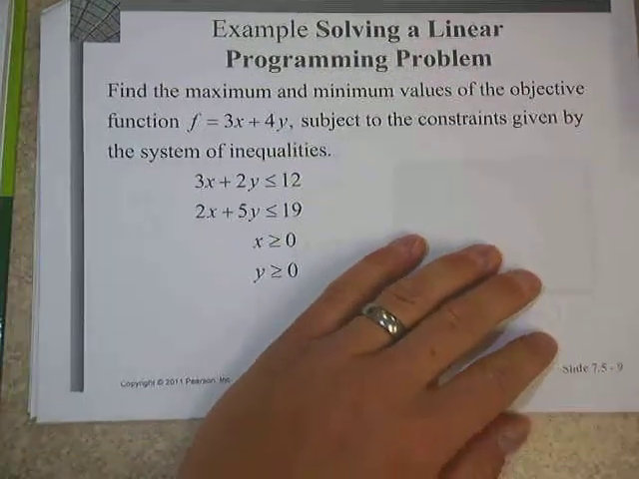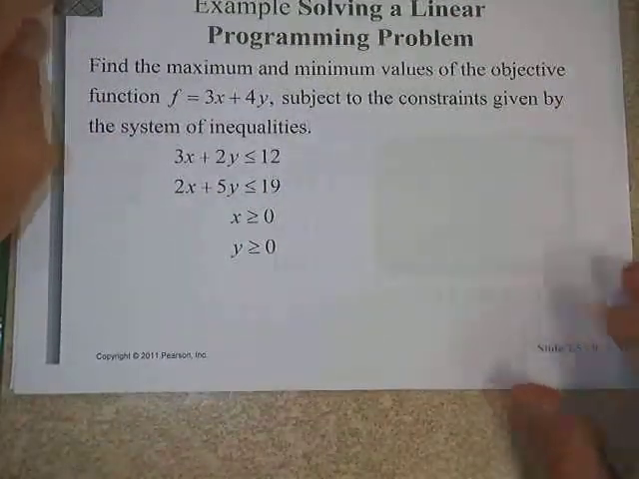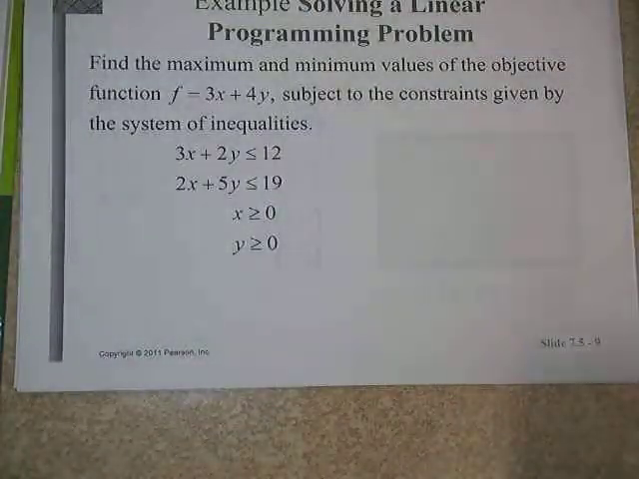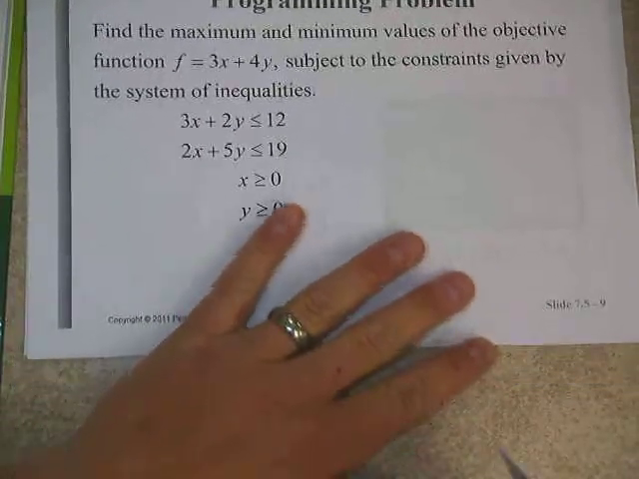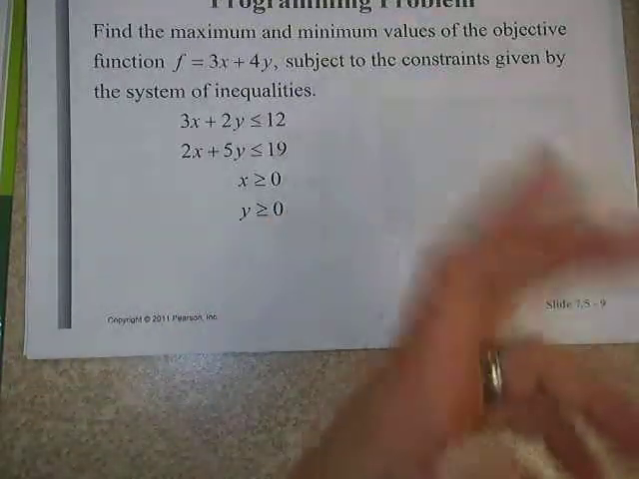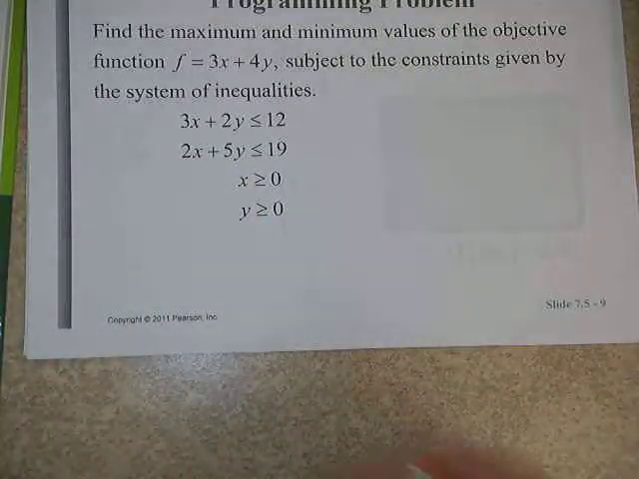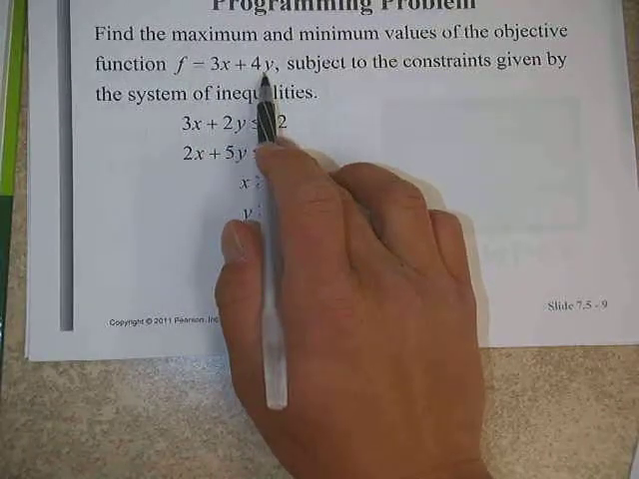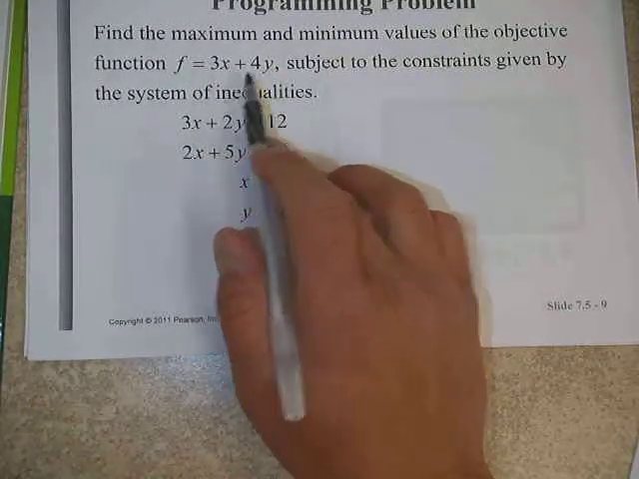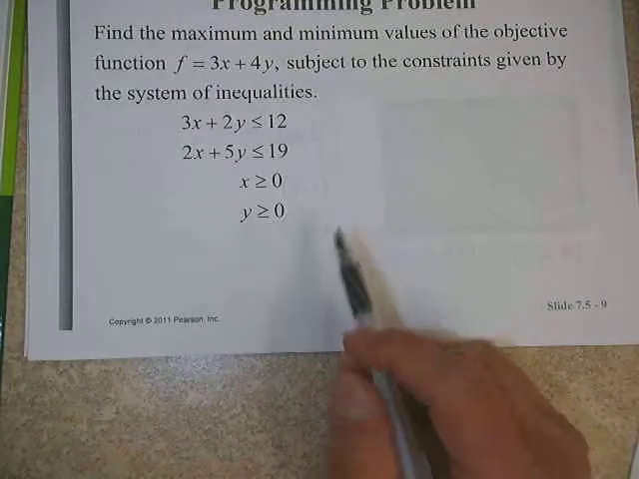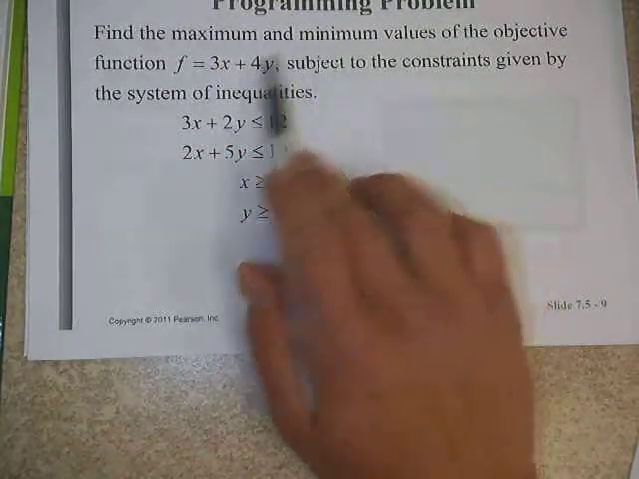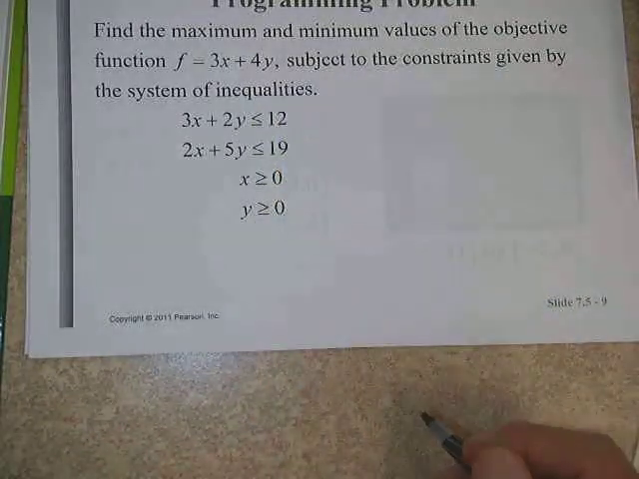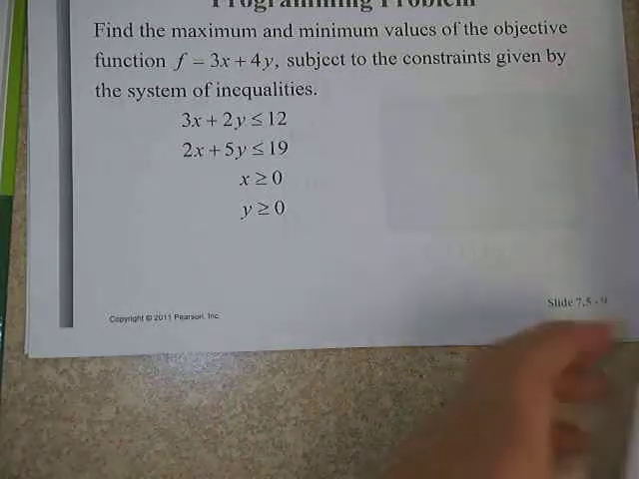Let's take a look at this problem. It says we're going to find the maximum and minimum values of the objective function f equals 3x plus 4y. In this particular case, it really doesn't matter what the f stands for or what the x and y are, but ultimately this is our objective function, which may be given directly or may be written in the context of the problem. We want to find the maximum and the minimum values of this objective function subject to the following constraints with this system of inequalities.